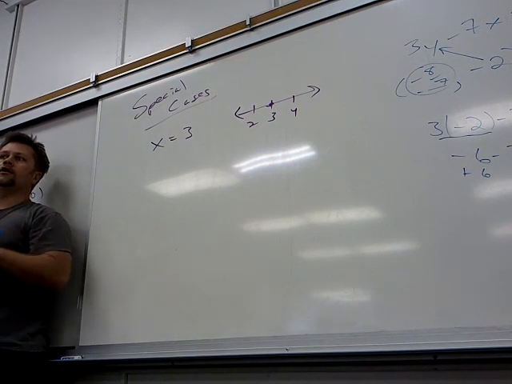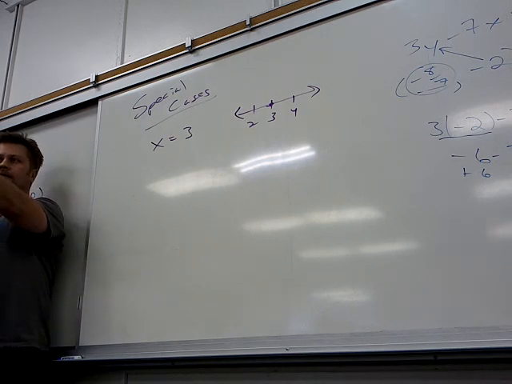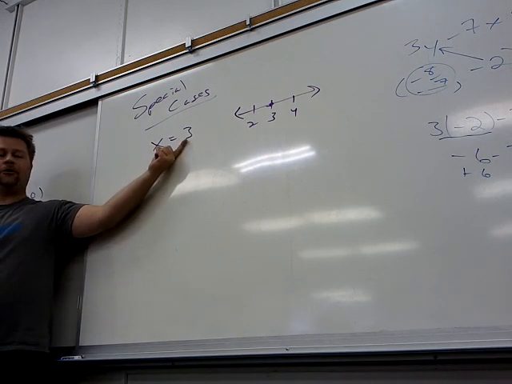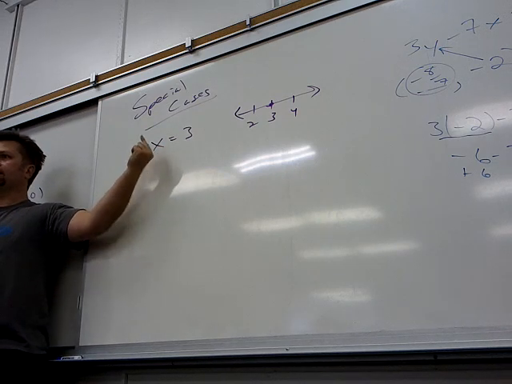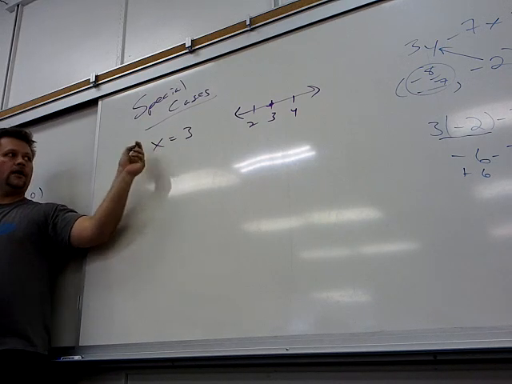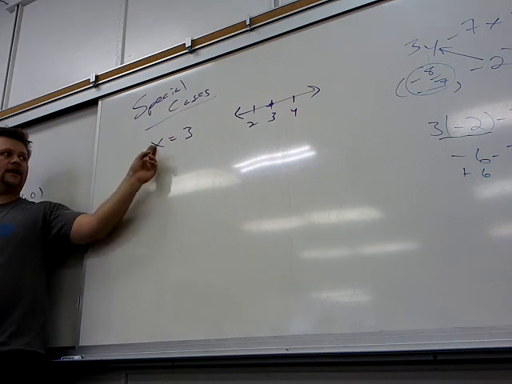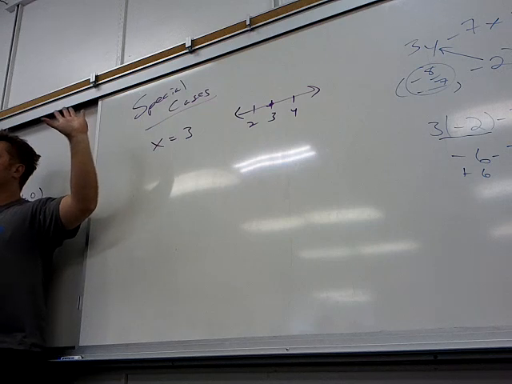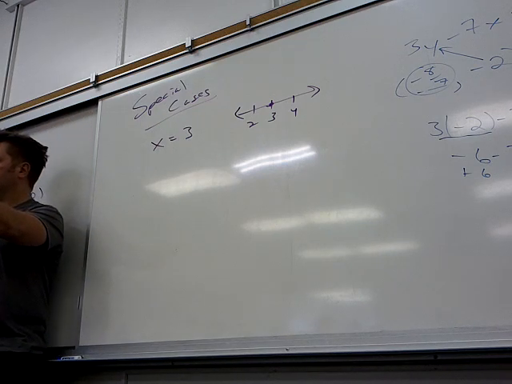Yes, sir? It's a straight line. Vertical line. Because what's true about every single point on this line? What's the only thing I know about this? X is 3. Is there any restriction on y? This doesn't say a thing about y. So what can y do? Anything it wants to.